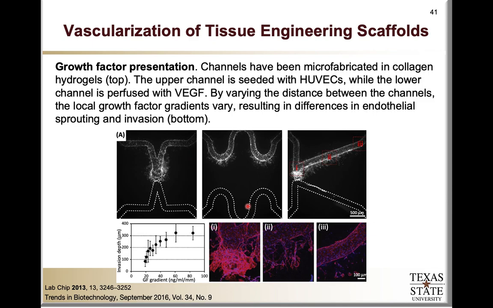vessels. And so it was interesting that, again, they're investigating the effect of the distance, which also means gradients in concentration between the source of that growth factor and where the cells are, and the geometry, to see what would induce better sprouting of the cells toward that molecular cue.